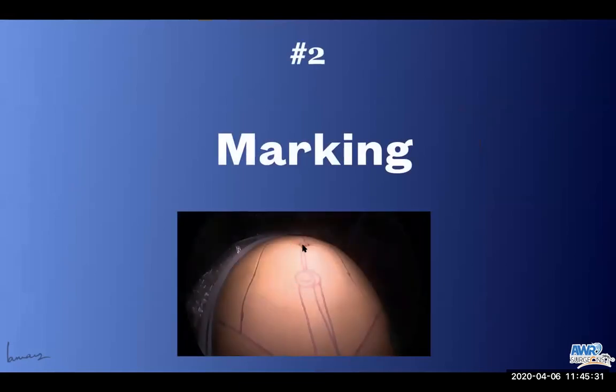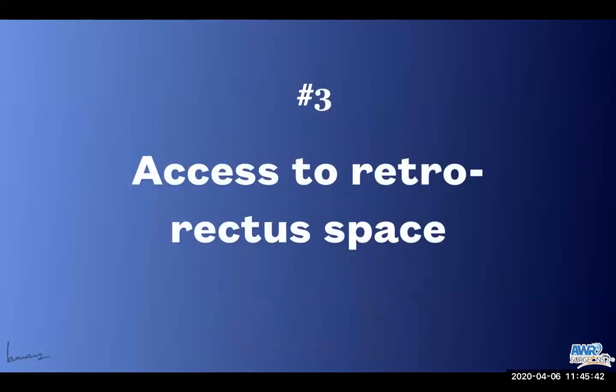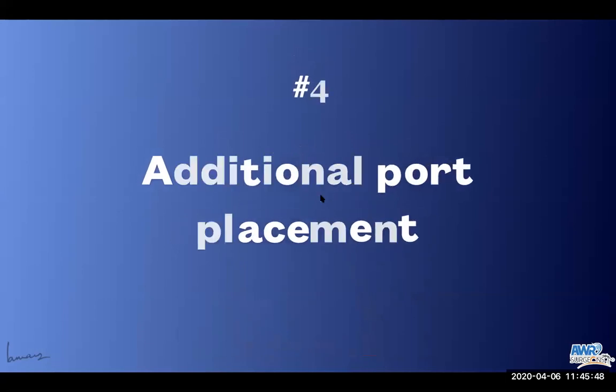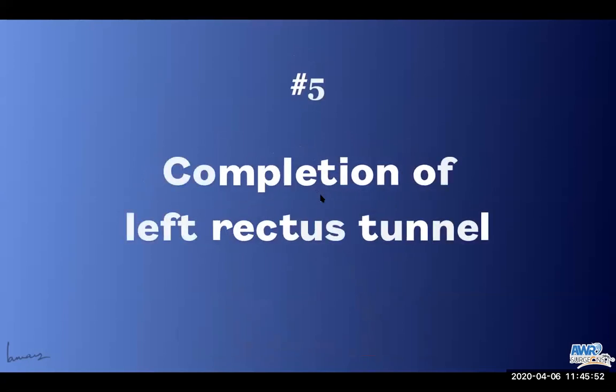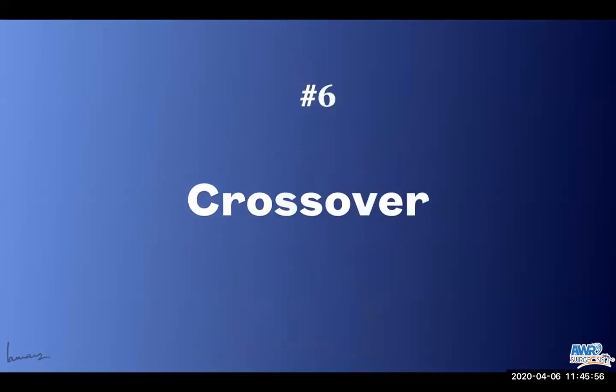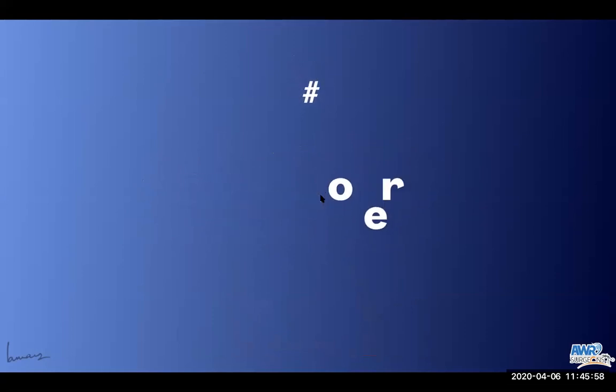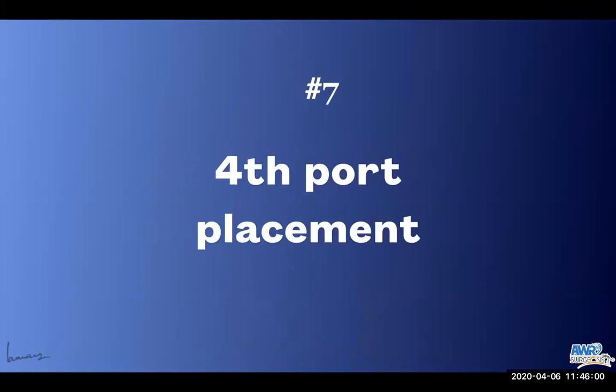Step 2 is identify all the landmarks. If there are multiple hernias, mark them, and definitely mark the linea semilunaris as accurately as you can. The third is you put in the ports and get into the retrorectus space, make space for additional ports. Then you complete the retrorectus tunnel on the left side, do the crossover. Then you place the fourth port.